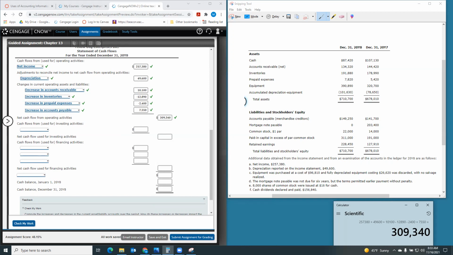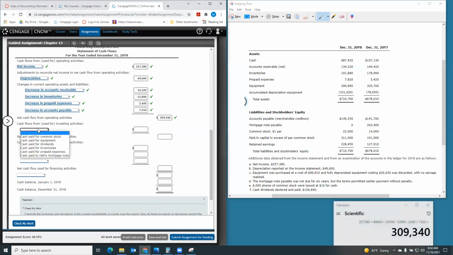During the period, $26,620 was credited to the account because we discarded this equipment. And then also during the period, a certain amount was debited to the account because we had to bring it up to the ending value of $390,890. And what we would find is that amount is $96,810. Again, that's just another way of checking it, if you want to, is to do a T account. But this gives us the amount of equipment purchased, $96,810.